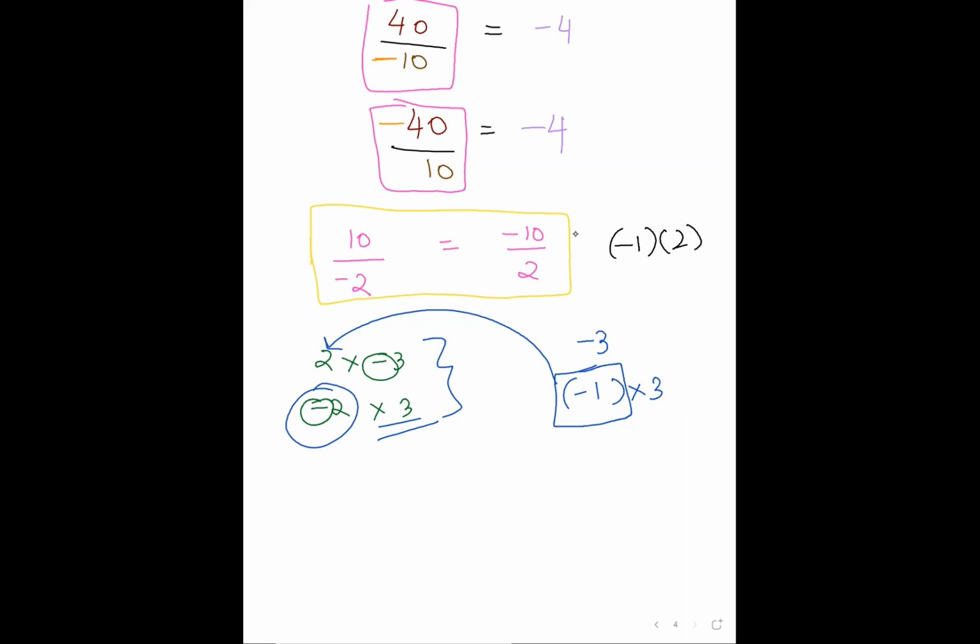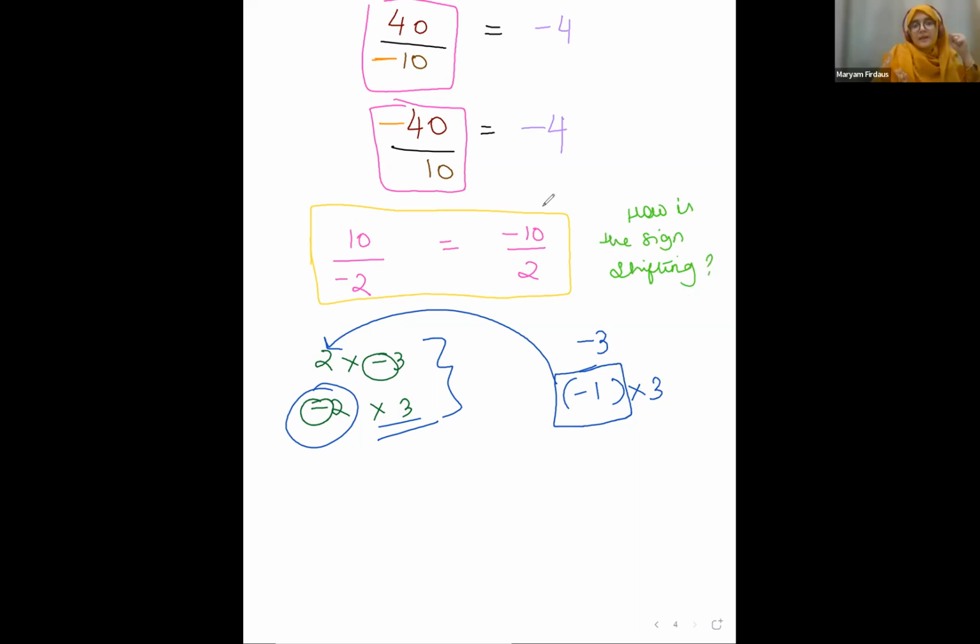Both of the answers will be -5. Yes, both of the answers will be -5. But can you show me the whole process? How is this sign getting shifted to the numerator? Because the numerator is positive and the denominator is negative. So positive and negative is negative. Okay, that's good. But how is the sign going from the denominator to the numerator? How is it getting a lift?